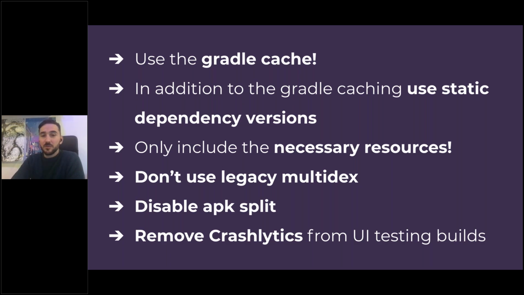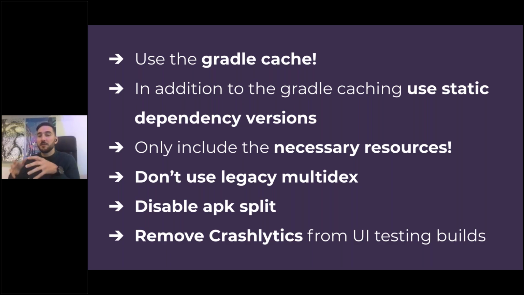The next part would be using static dependency versions. Why would this be good? Quite often we see that people simply specify the version of the dependency by adding the major version and allowing anything above that to be installed. This can also cause extra work time that wouldn't really be needed.